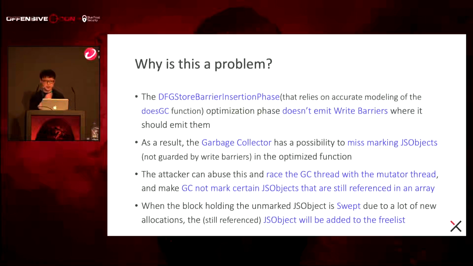So why is this a problem? To explain why, it's important to understand a DFG optimization phase called the DFG store barrier insertion phase. Simply put, that phase largely relies on the correct modeling of the does.gc function. If does.gc isn't modeled correctly, the optimization phase will not emit something called write barriers, where it's supposed to emit them. These so-called write barriers are important to make the garbage collector work properly. So a single missing write barrier can turn into a serious problem.